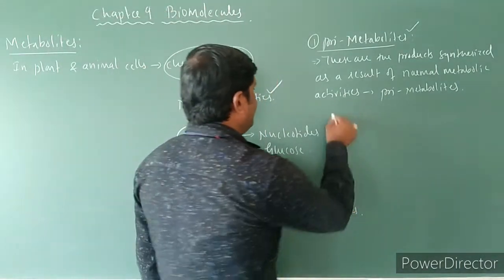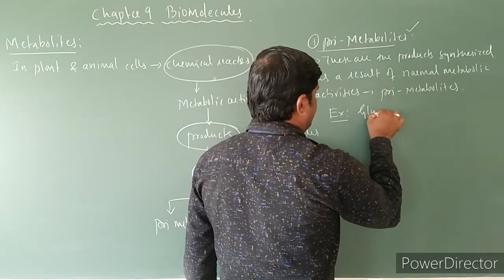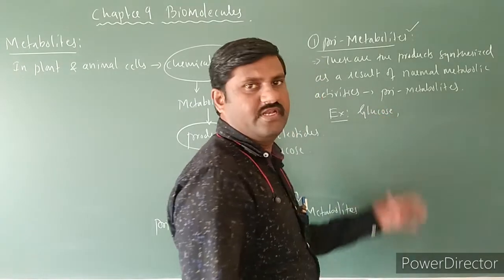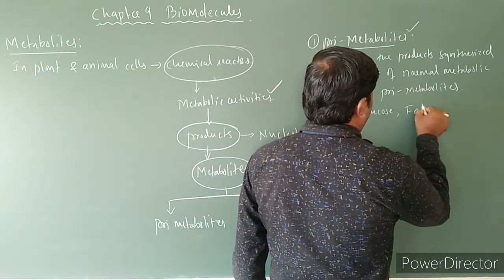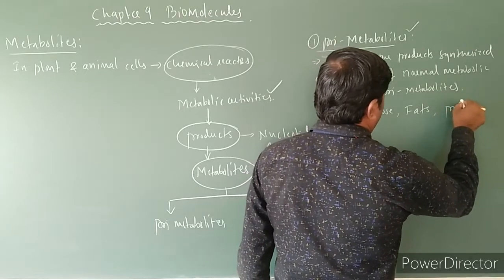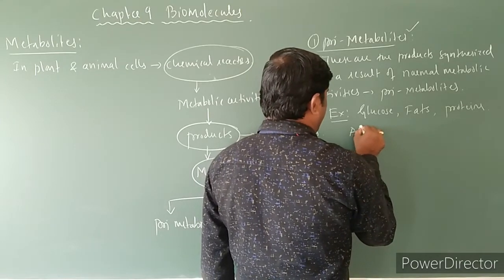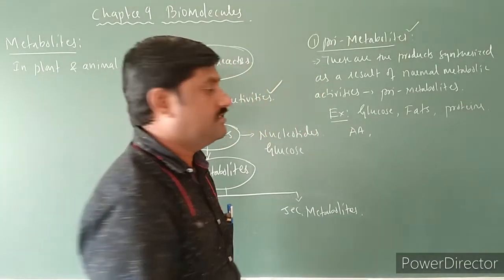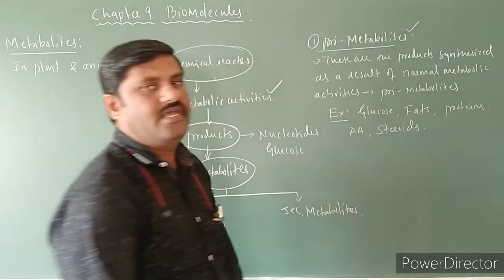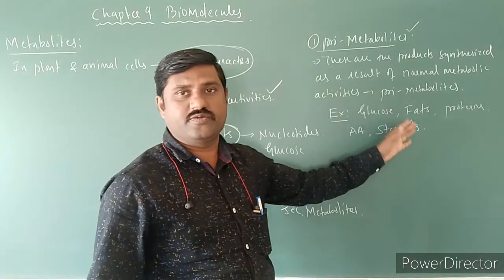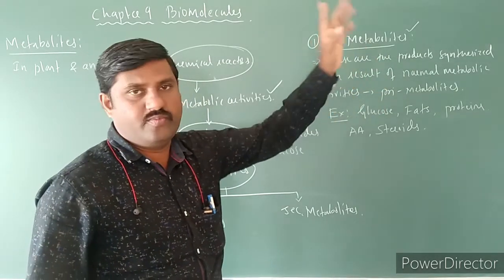Right? So as an example, you already know some of the sugars like glucose is normally produced in plants. Many fats are produced, many proteins are produced, even some of the amino acids are produced over here. Some of the normal steroids are produced over here, and all such kinds of products which are produced as a result of the normal metabolic activities are called primary metabolites.